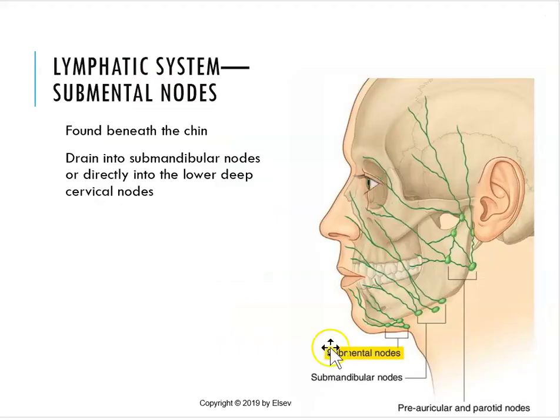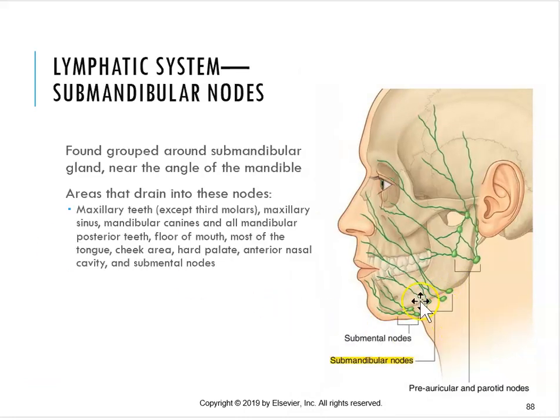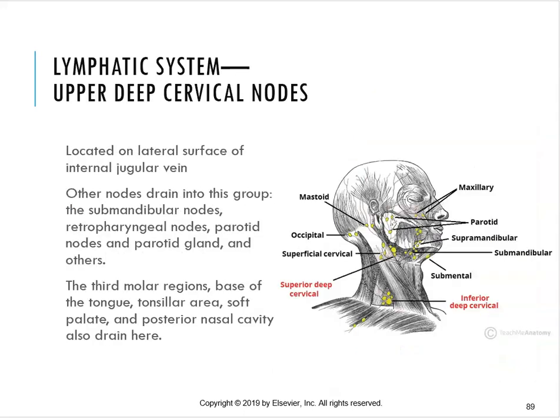So here we can see it better. So submental is just underneath the chin. Oh, this was the mental foramen I was talking about. So submental is right here. This is the submandibular node. I have a better picture here. Submandibular nodes. And we have the upper deep cervical nodes, so somewhere here, and then we also have the inferior deep cervical nodes.